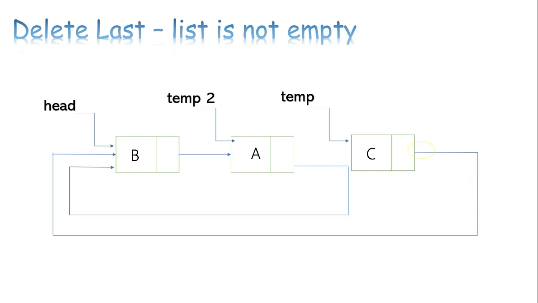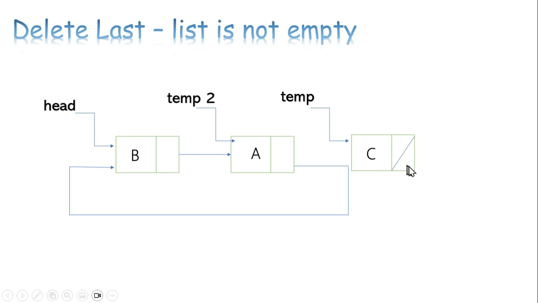To do that, we need to instruct the next pointer belonging to temp, temp.next, to point to null. By giving this instruction, now the temp will point to null like this.